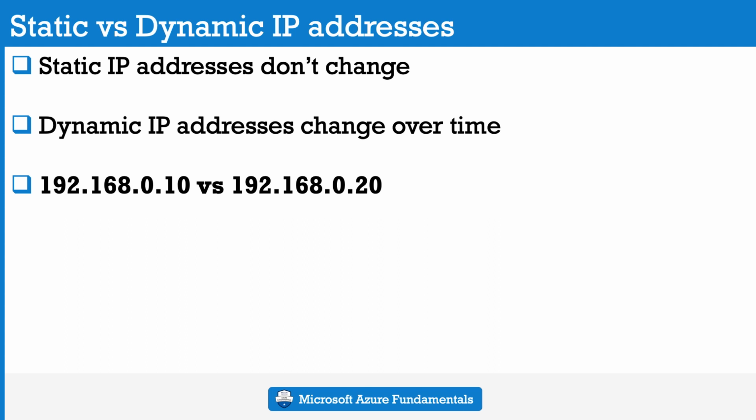For example, you could have 192.168.0.10 IP address allocated to your mobile phone one day, and depending on different conditions, have 192.168.0.20 IP address allocated the next day.